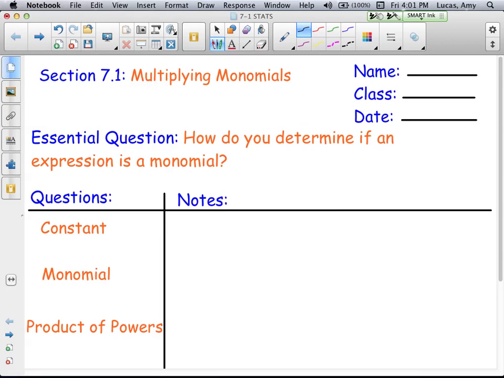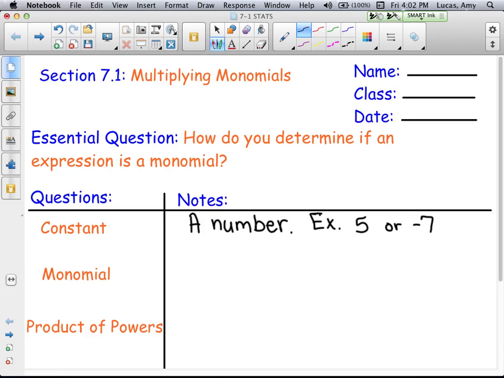Lesson 7-1, Multiplying Monomials. Our essential question today is how do you determine if an expression is a monomial? Our first vocab word is a constant. A constant is just a number because a constant means to stay the same. So, for example, the number 5 would be a constant because unlike a variable, the number 5 is just 5. Or maybe it's a negative number like -7, or even a fraction or a decimal. So a constant is just a number.